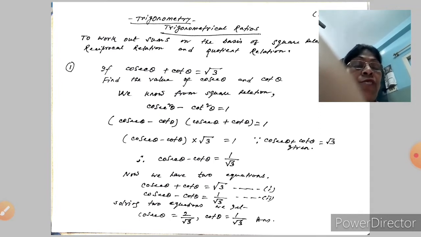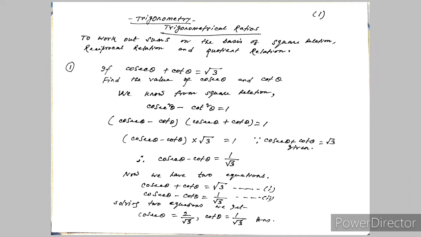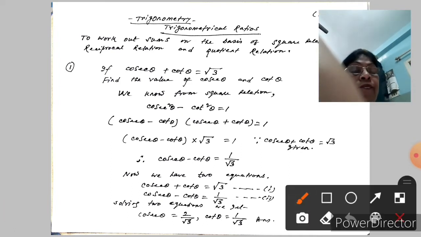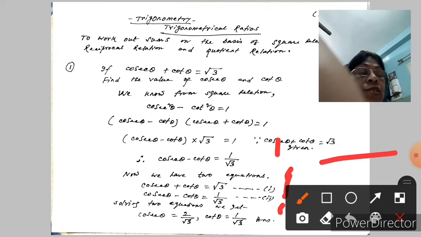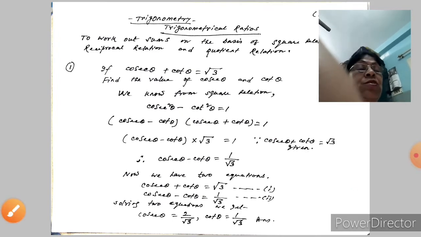Now, we have two equations: cosec theta plus cot theta is equal to root 3, equation number 1, and cosec theta minus cot theta is equal to 1 by root 3, equation number 2. Solving these two equations, we get cosec theta is equal to 2 by root 3 and cot theta is equal to 1 by root 3. This is the answer.